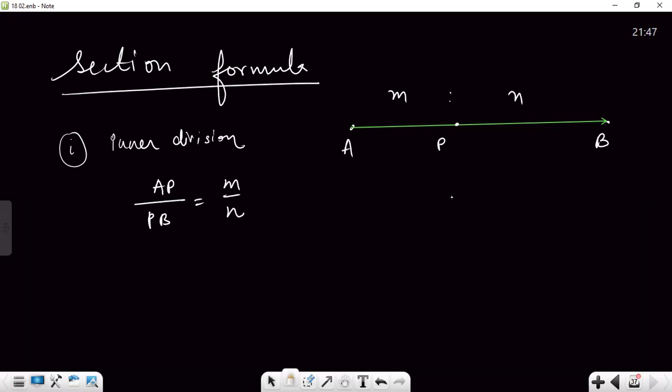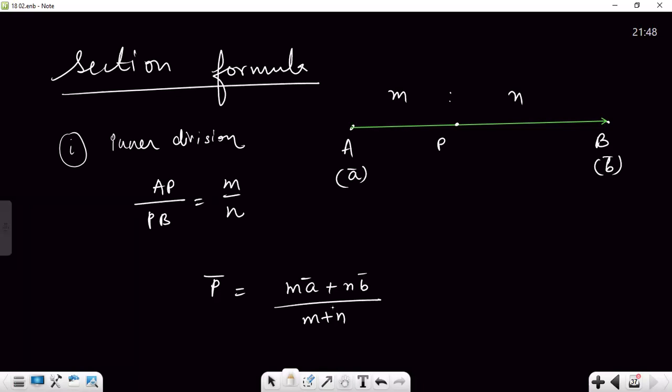Now we know the position vectors of A and B, these are actually A vector and B vector. And we have to find out the vector of this point P. So this comes out as M times A vector plus N times B vector divided by M plus N. As simple as that. For internal division, this is the form.